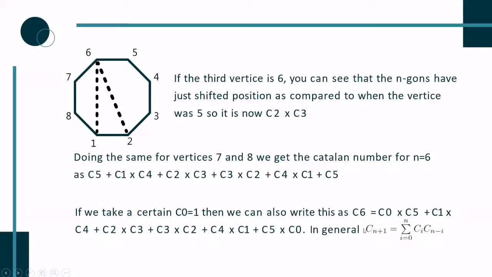and so on and so forth. So in general, we can write this as C(n+1) equals the summation from i equals 0 to n of C(i) C(n-i). So if we take n equals 5, that should give us the sixth Catalan number. And you can see that this general form actually just traces back to this.